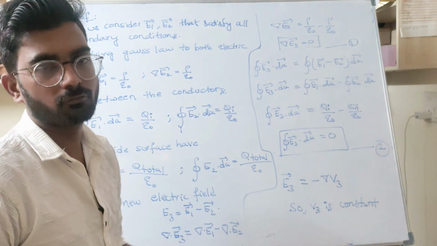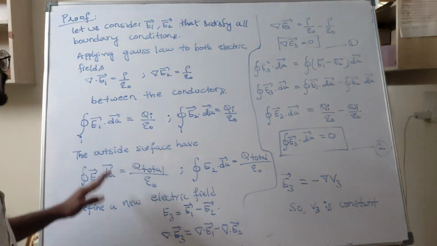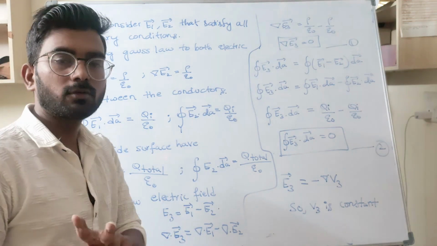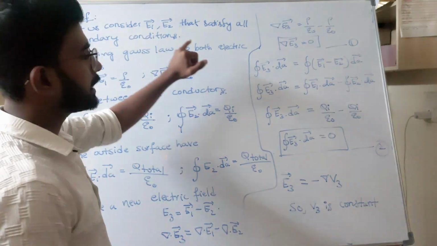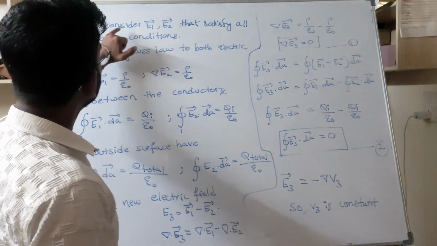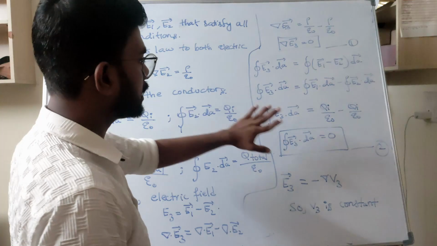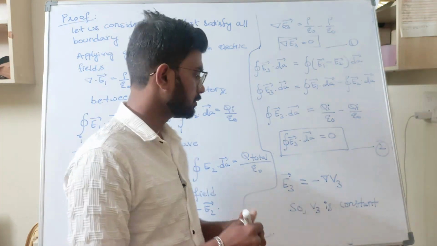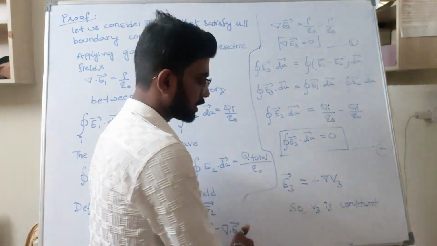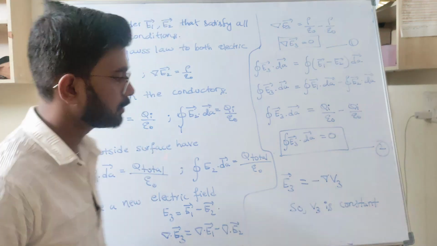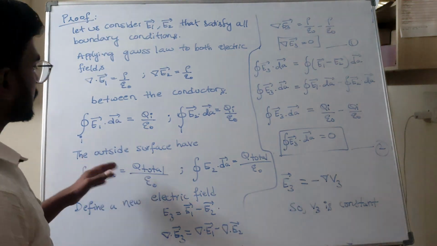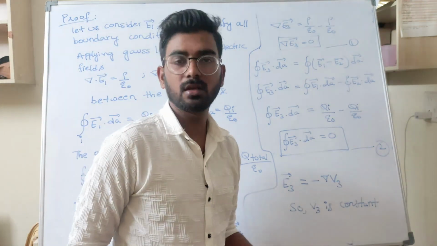Like in uniqueness theorem 1, here I am taking two values of electric field, one is E1 and another one is E2. I took two values that satisfy the boundary conditions, like Laplace, Poisson's, all. Here we are taking the Maxwell equations.